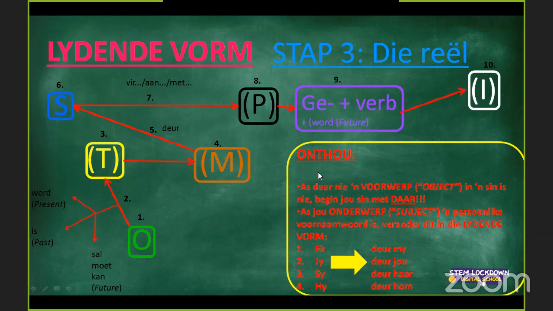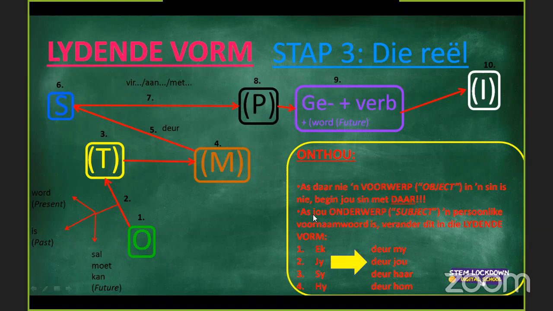Now there's two other things I want you to take note of. As daar nie 'n voorwerp in 'n sin is nie, begin jou sin met daar. If you have now divided your sentence into stompies and there is no object, then you will start your sentence with daar. Do not start your sentence with time, manner or place. You are going to start your sentence with daar.